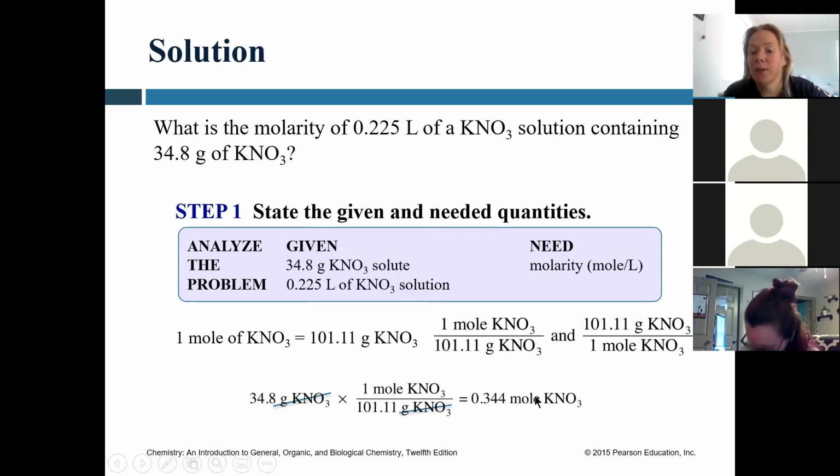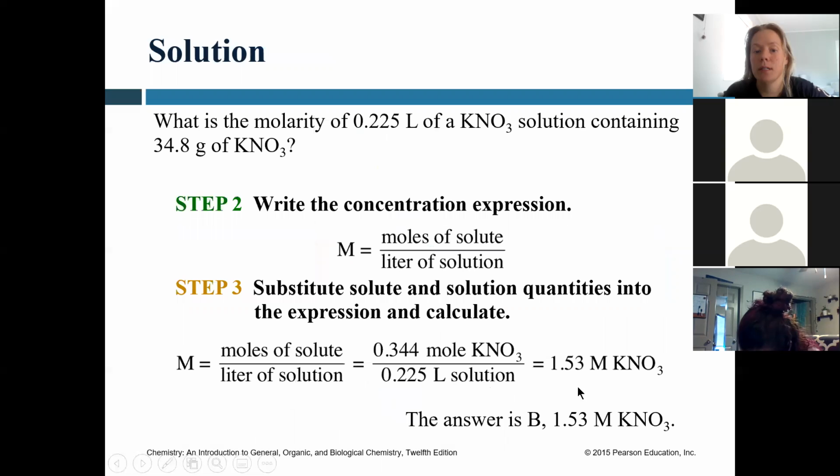Once you have the mole value, then you can just go ahead and divide it by the liters, right? Because moles over liters is your molarity concentration. So when we take our moles and we divide it by our liters, we end up with 1.53 big M.